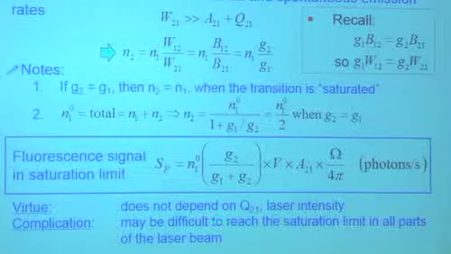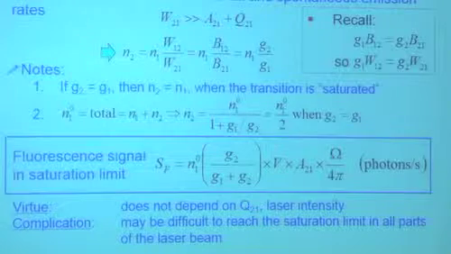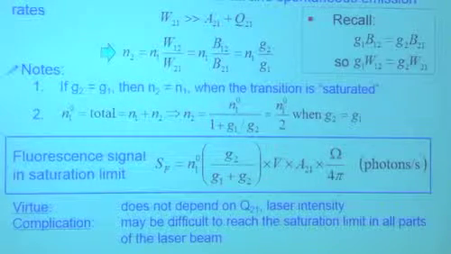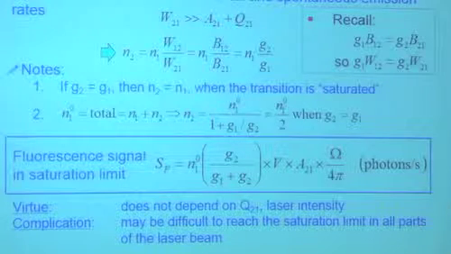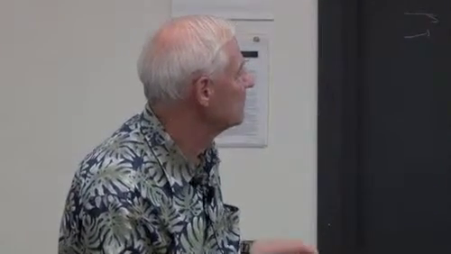Complication is you may not be able to saturate in a combustor at atmospheric pressure. You may not be able to do this. Or maybe if your beam has a Gaussian energy distribution, part of the illumination volume is saturated and part isn't. And you're looking at that and it could get a little dicey. Nonetheless, a lot of people try to do this.